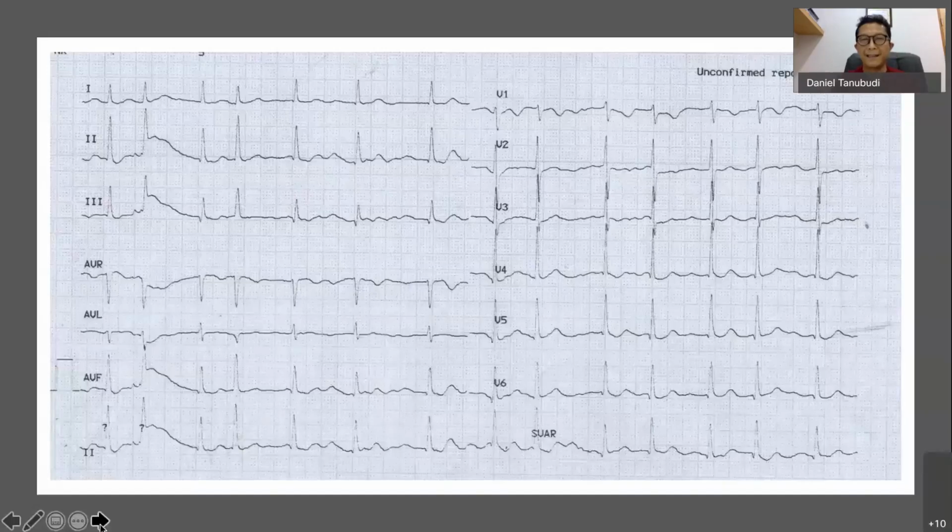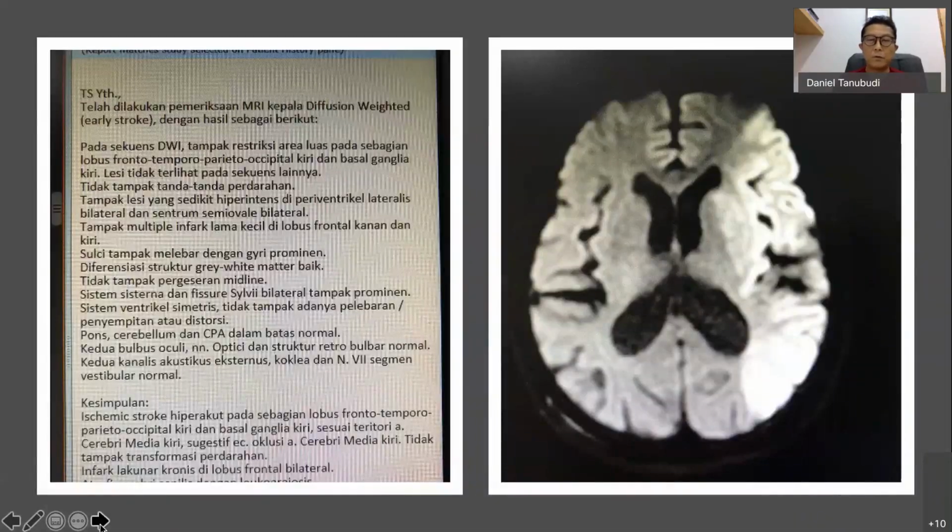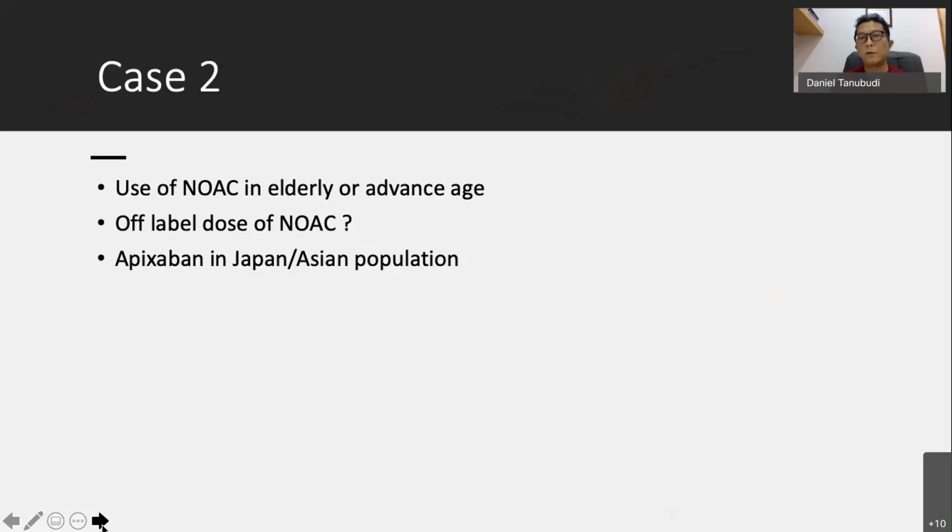The result is atrial fibrillation, and then in July, 2 months ago, the patient came with an embolic stroke as well. With MRI, as we see, almost half of the brain is damaged. That's why we know that the cause of this problem is the embolic event. So our issue is the use of NOAC in the elderly, in advanced age.